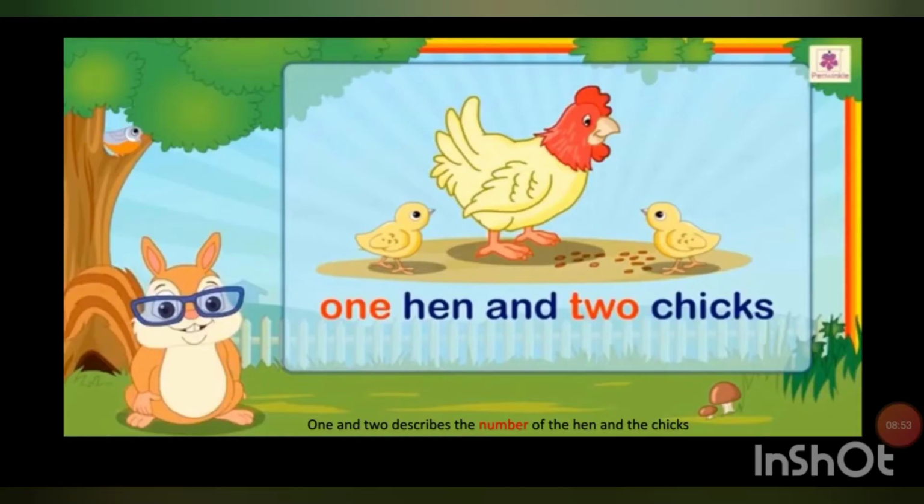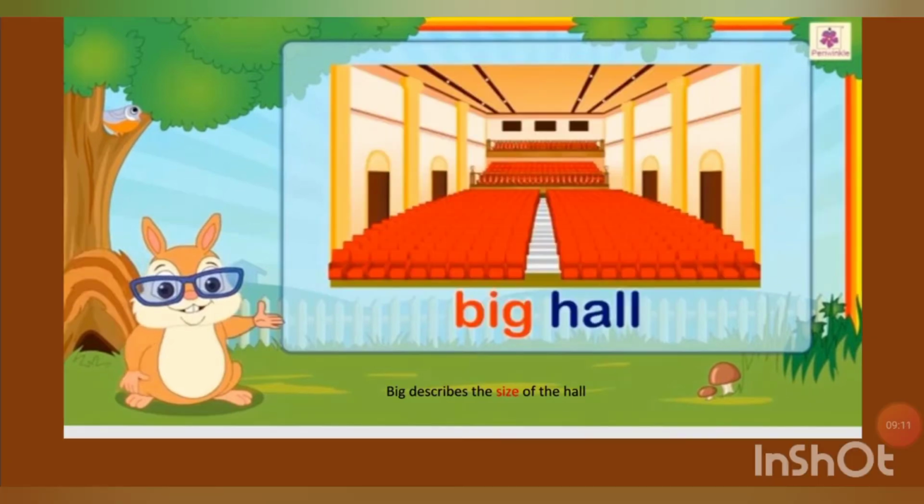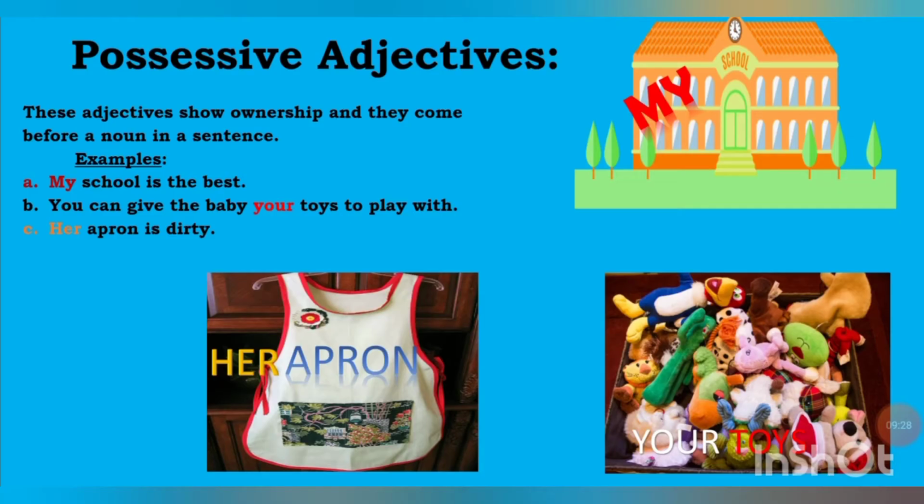How about I say 1 hen and 2 chicks? Now 1 and 2 is adjective of quantity because they tell you how many hen and how many chicks we have here. All right? Big hall. This is also an adjective of quantity because it tells you the size of the hall. Okay? It is a big hall.